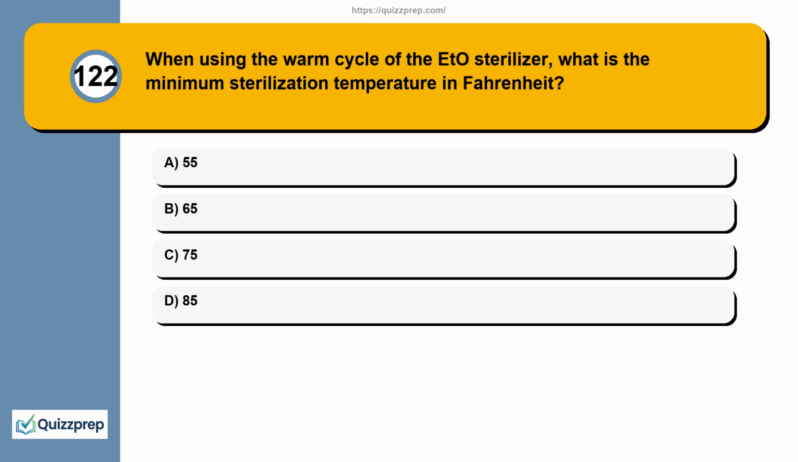Question 122. When using the warm cycle of the Steris sterilizer, what is the minimum sterilization temperature in Fahrenheit? Option A, 55. Option B, 65. Option C, 75. Option D, 85. The correct answer is option D, 85.